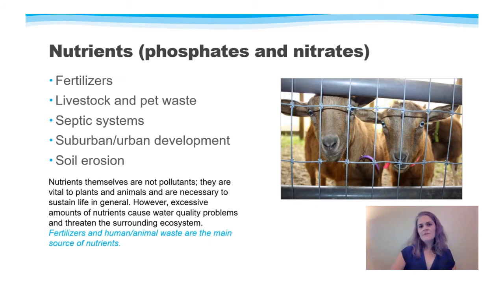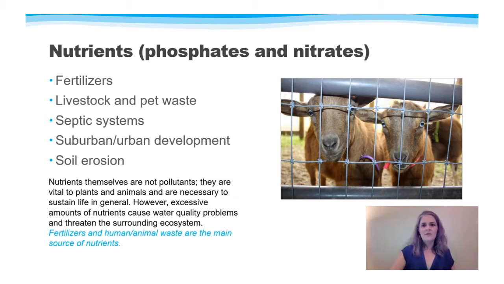The next type of non-point source pollution we're going to discuss is nutrient pollution. By themselves, nutrients are not pollutants. In fact, they're vital to the survival of animals and plants. However, in excessive amounts, there are certain nutrients that can cause water problems. The main nutrients of concern are nitrogen and phosphorus. Both are found in animal and human waste and in fertilizers.